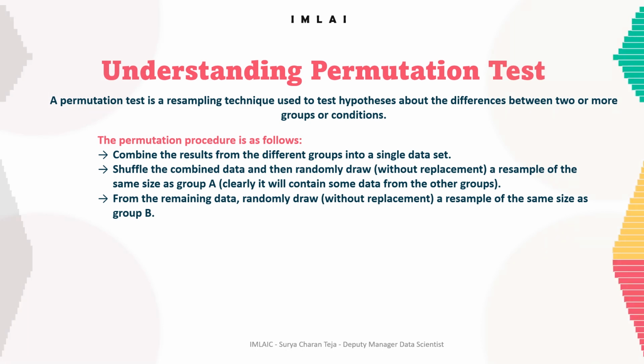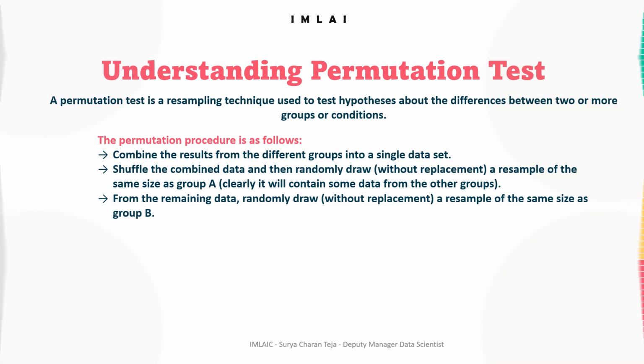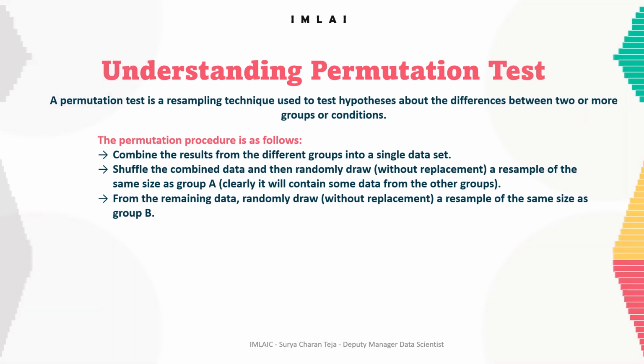Now the third step: from the remaining data, randomly draw a resample of the same size as group B. One sample with the size of group A, another sample with the size of group B, and the point to be noted is without replacement. I'm screaming it out so that it will be noted in your brain. Okay?